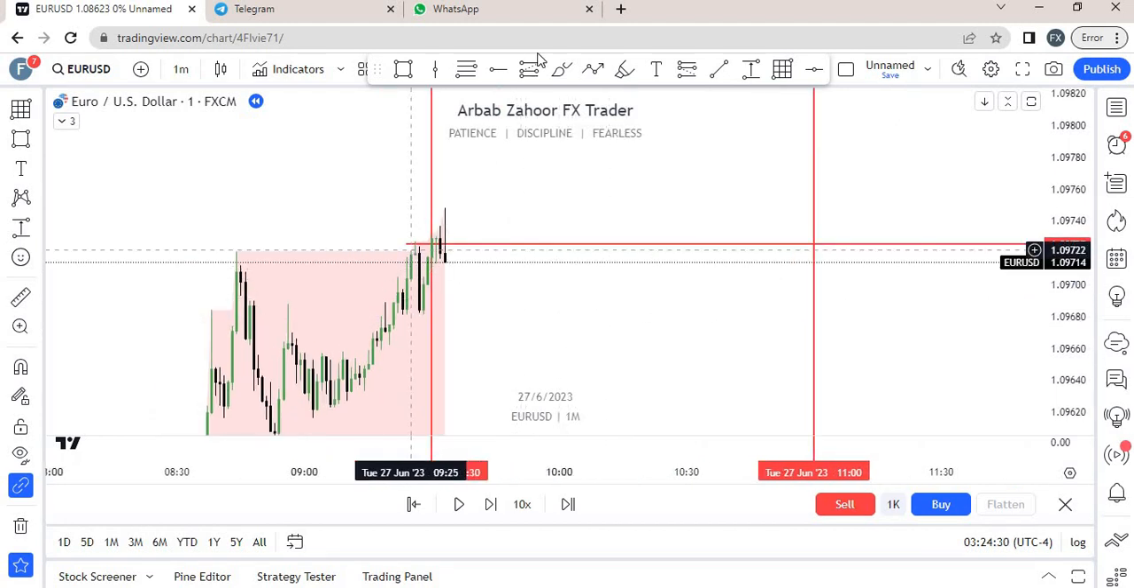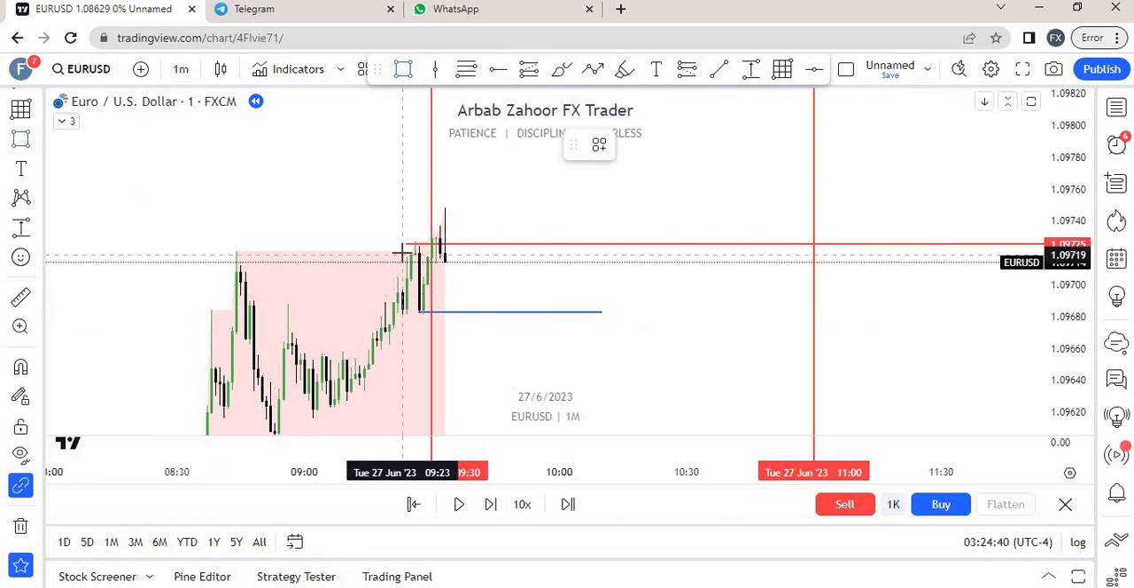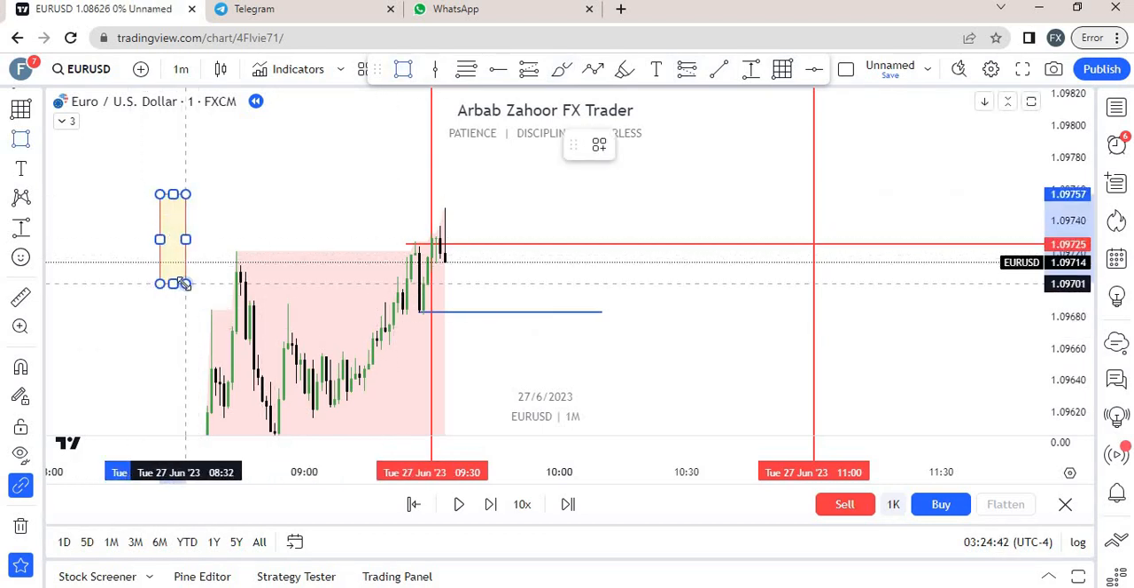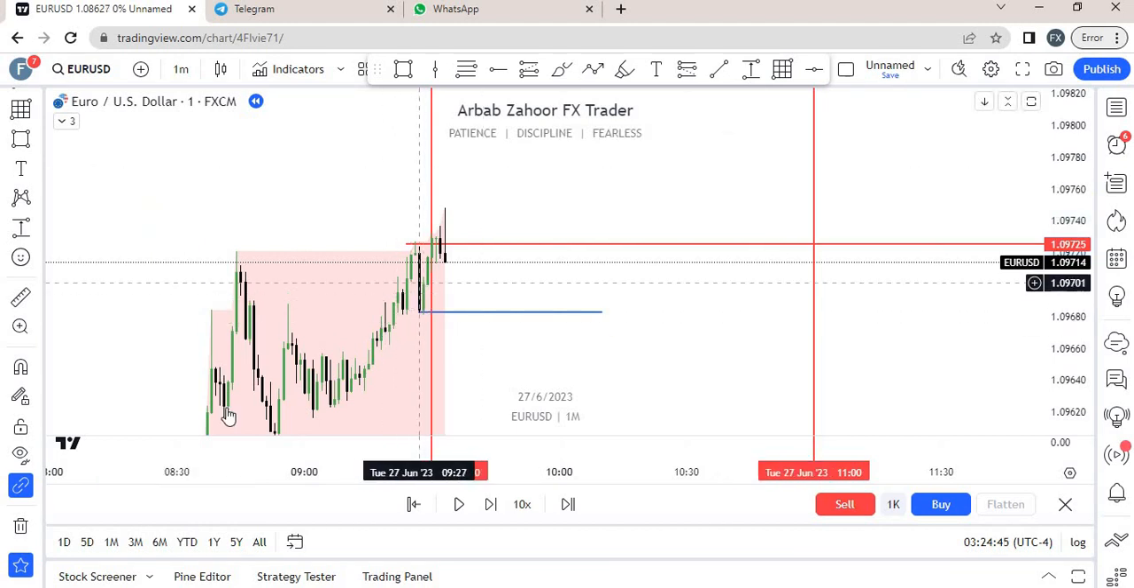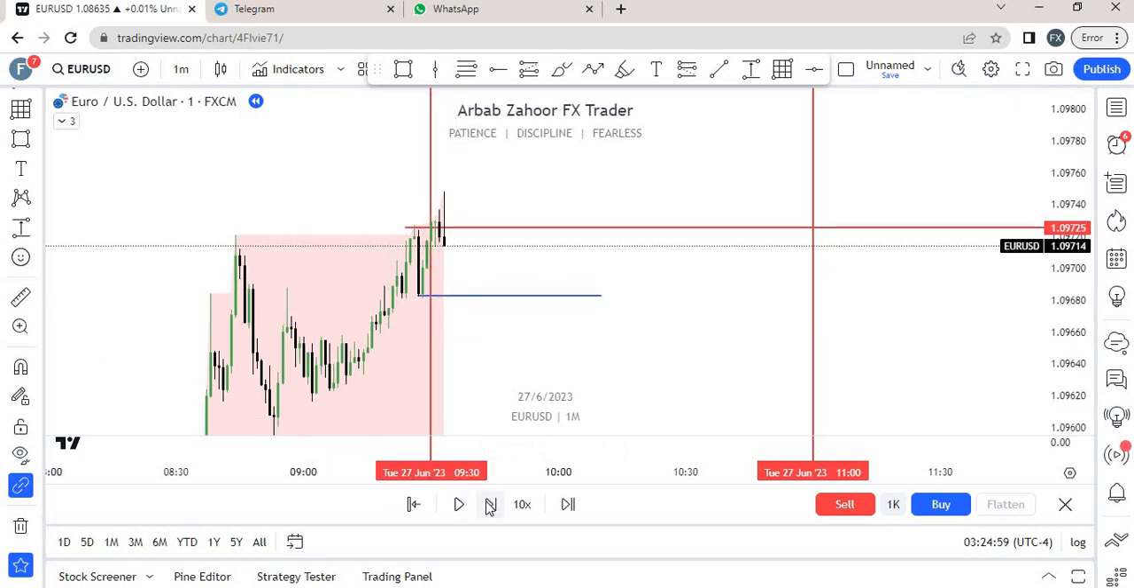So what we have to do now is wait for a market structure shift, or change of character, with displacement. What does displacement mean? Displacement means a momentum candle. Here there are many candles, and this red candle has huge volume, called a displacement, like somebody got involved in this specific area. So after the 9:30 liquidity sweep, we wait for a market structure shift with displacement.